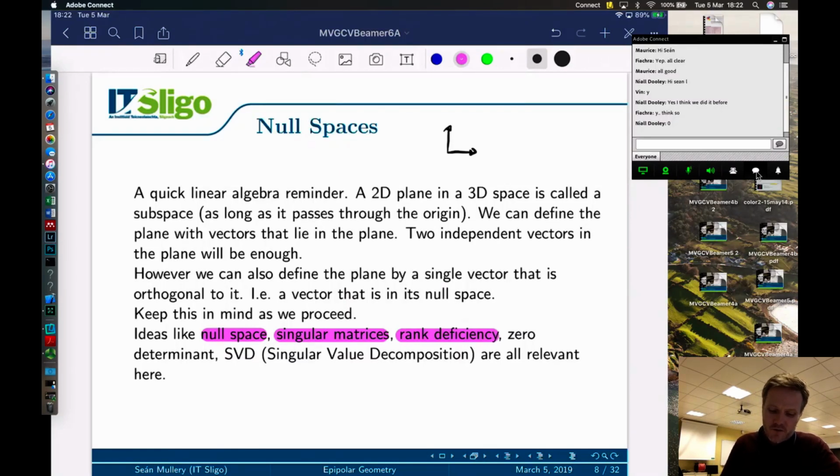So 0 determinant you've come across, and I think you did singular value decomposition, did you? Did you do singular value decomposition? No. Okay. We definitely need to get you maybe some videos on that, because that's going to come up tonight. But I'll get you to look through it after this.